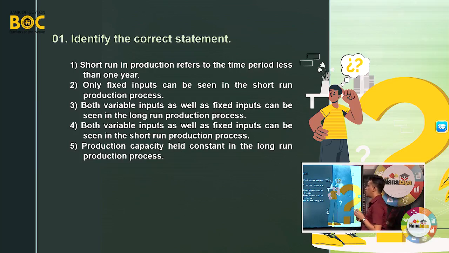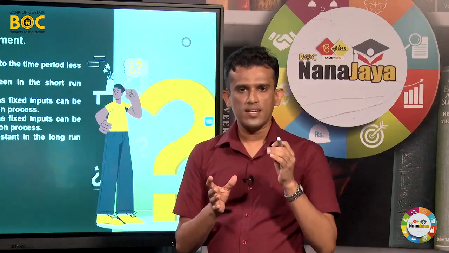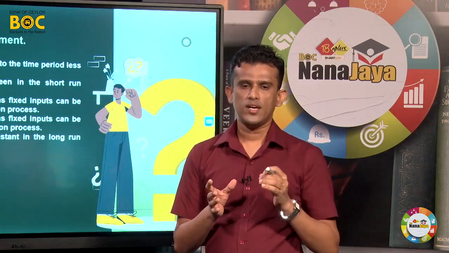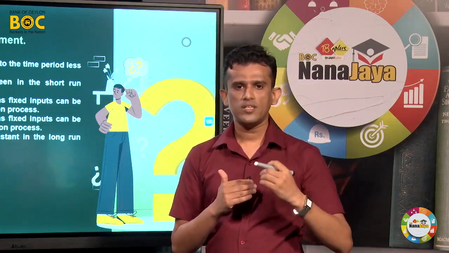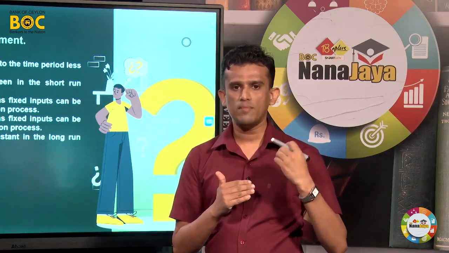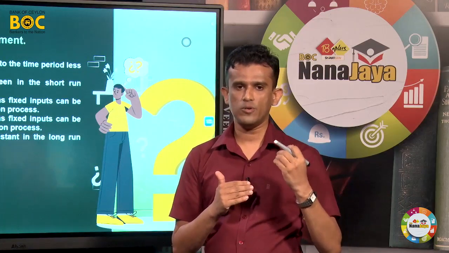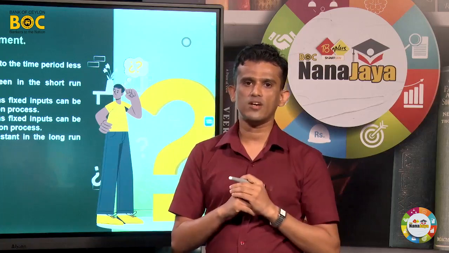Second one, only fixed inputs can be seen in the short run production process. That is also wrong. Why? We discussed that short run is the time period in which at least one input remains fixed. The production is increased in the short run only by increasing the variable inputs, while the fixed input is held constant.